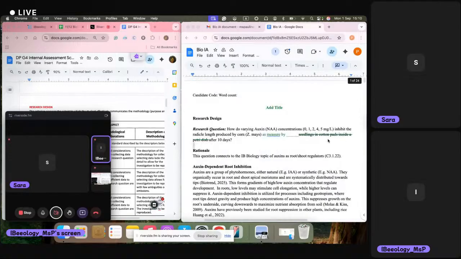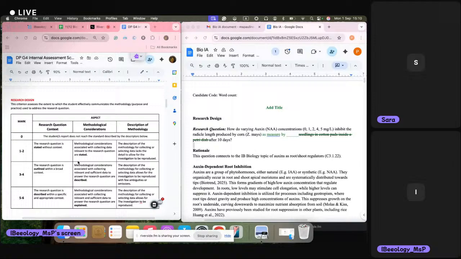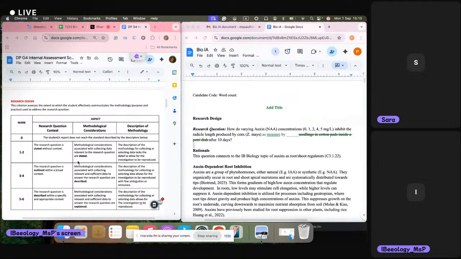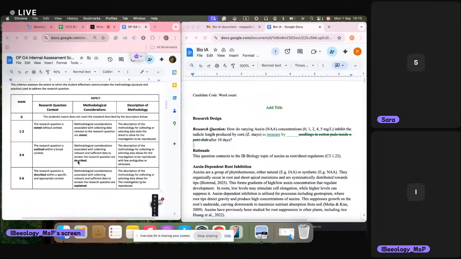All right. So let's go over the first page. So let's go over your RD, your research design. Let me just move this because it's getting in my way. All right. So with the research design right here, the criterion assessed is: the student effectively communicates the methodology. Again, it's also my first question to any of my students: what boundaries or what mark are you aiming for your IA?